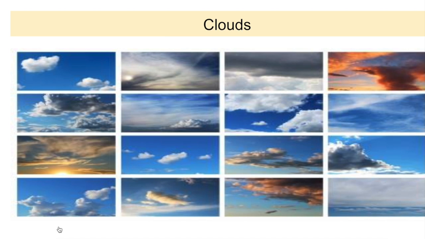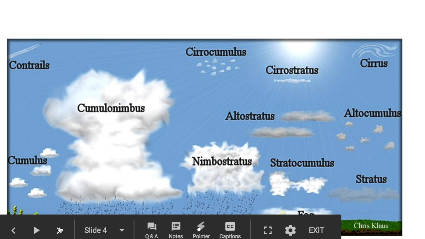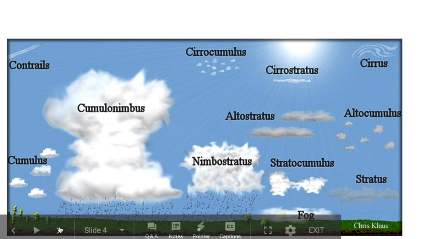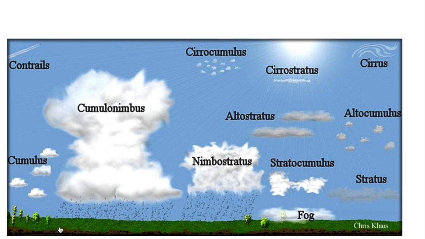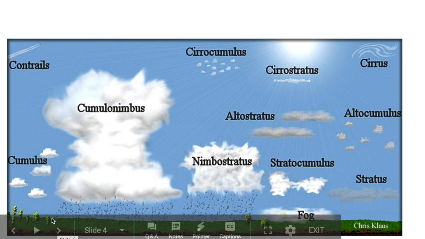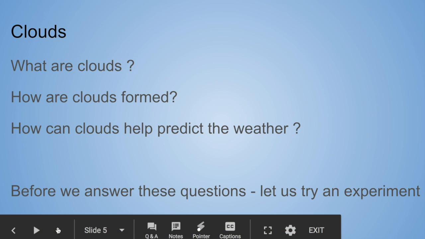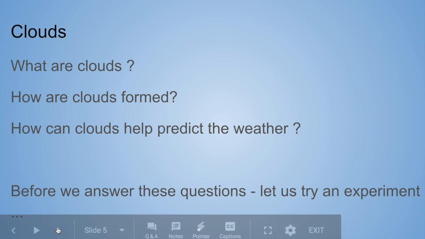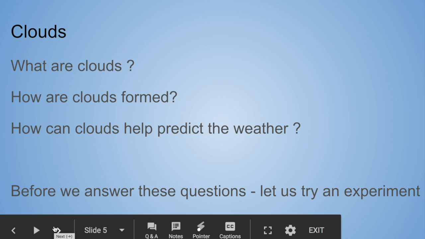You have seen clouds in the sky. They are of different shapes and colors. These clouds are classified as fog, stratus, stratocumulus, nimbostratus, altostratus, altocumulus, cirrus, cirrostratus, cirrocumulus, cumulonimbus, cumulus, and contrails. So many different shapes and sizes of clouds. But what are clouds? How are clouds formed? How can clouds help predict the weather?